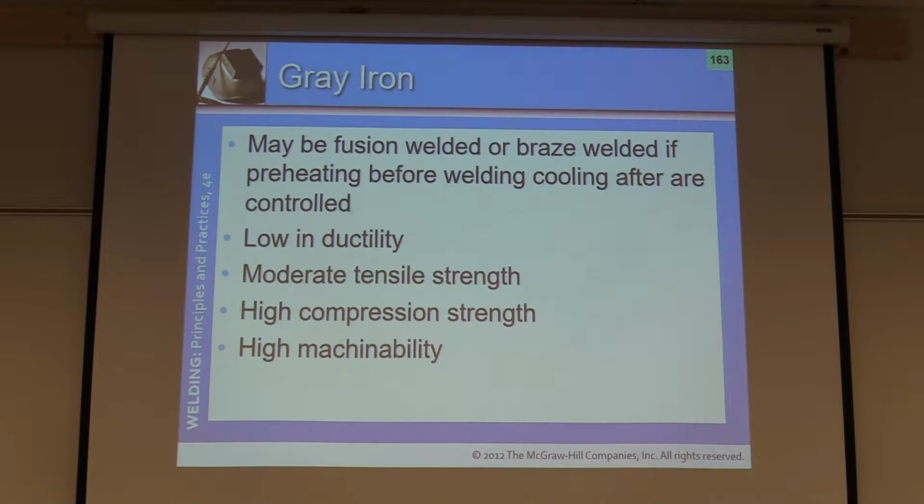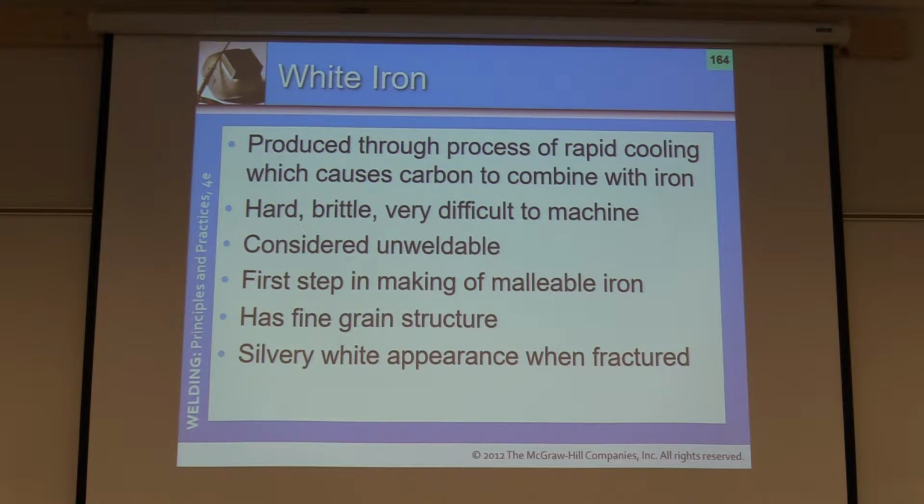If you notice, gray iron's got quite a bit of good possibilities there. You can machine it. It's got good compression strength, moderate tensile strength, and low in ductility though. But you know, we know that it's got quite a bit of carbon in it to begin with.